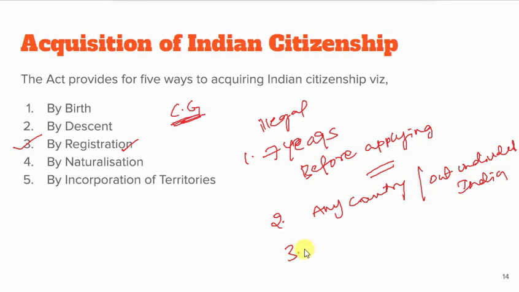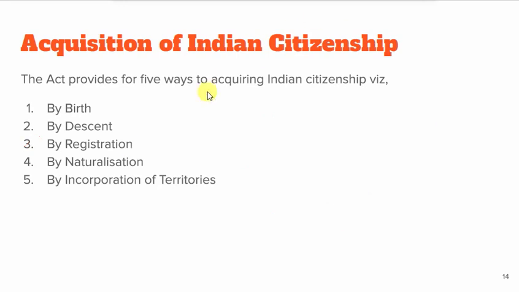And the next one, a person who is married to a citizen of India and is ordinarily resident in India for 7 years. So 7 years is the basic or the minimum requirement for registration. So that's how they're going to get the Indian citizenship. And there are some more other conditions, you can go through them in your Lakshmikant as well.